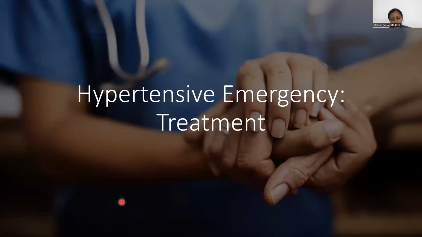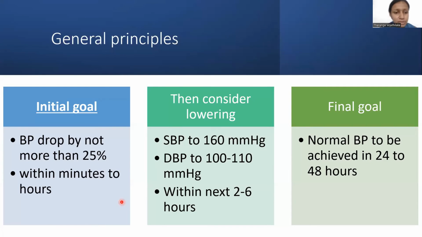This, I think, is the most important aspect in today's talk, because we would all possess the knowledge. It's just a recap for all of us on how to diagnose. So the general principles for hypertensive emergency management: the initial goal is to drop the blood pressure by not more than 25% within minutes to hours, unless you have an aortic dissection. All the other conditions, drop by not more than 25% within minutes to hours.